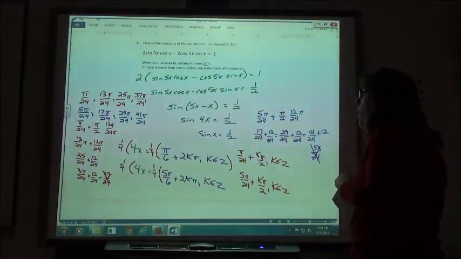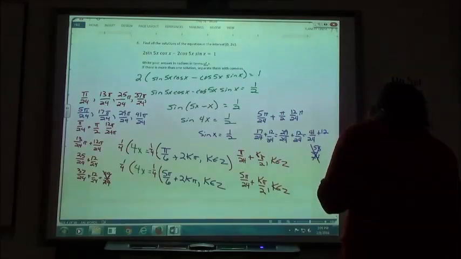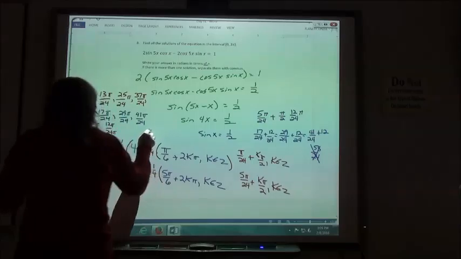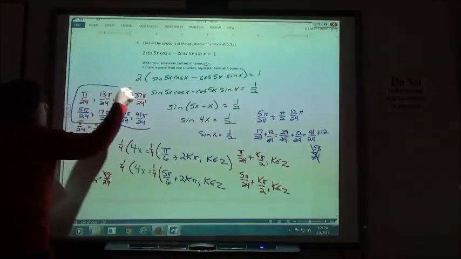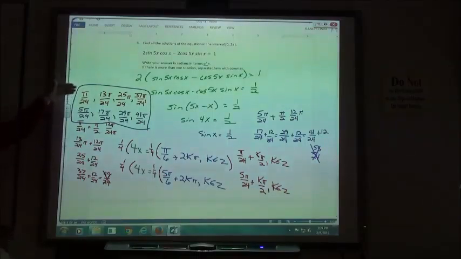Pi over 24, 13 pi over 24, 25 pi over 24, 37 pi over 24. Then for my second set, 5 pi over 24, 17 pi over 24, 29 pi over 24, and 41 pi over 24. So all 8 of those are going to go in for my answers. I got 4 from the first one, 4 from the second one, that all fit between 0 and 2 pi.